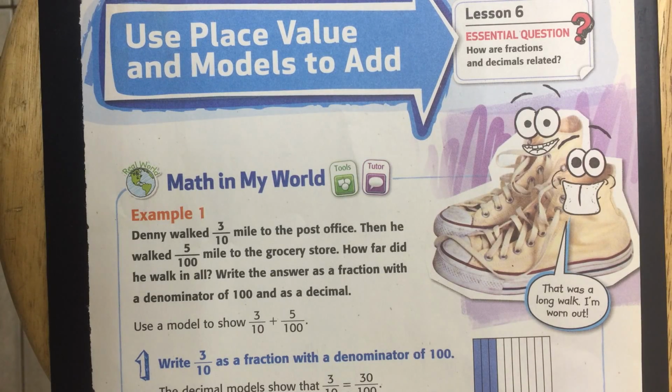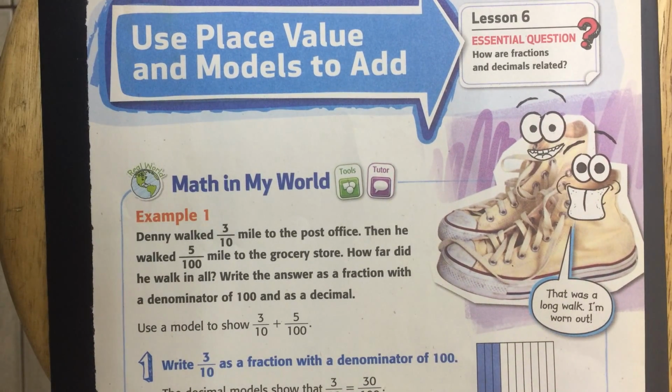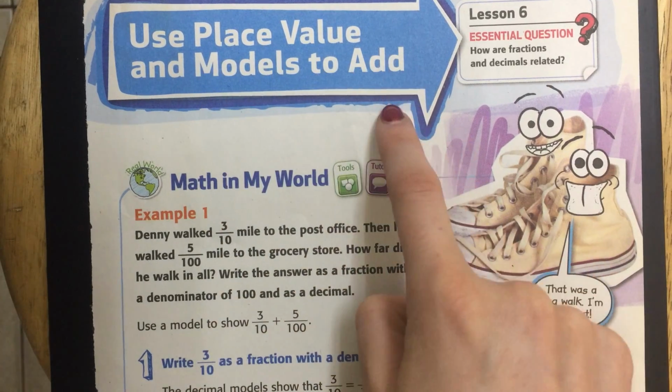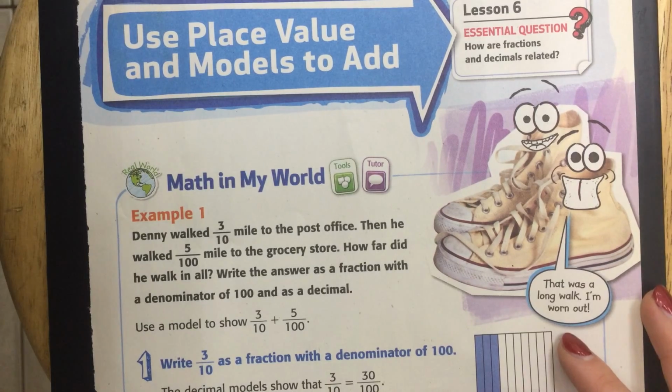Welcome to Chapter 10, Lesson 6. We've been talking about place value and decimals as far as recording numbers, but what we haven't talked about is how to use decimals with operations such as addition or subtraction. Today we're going to talk about using place value and models to add decimals.